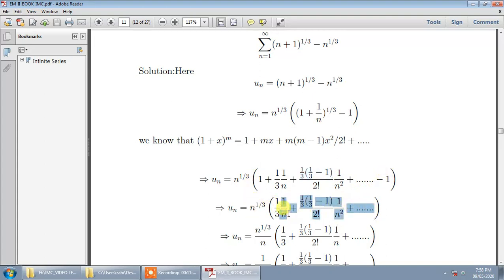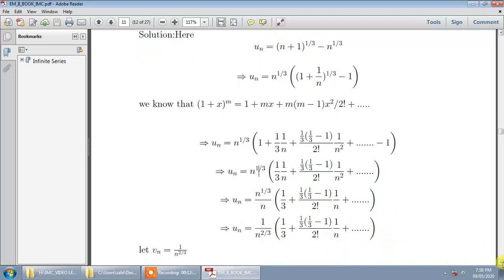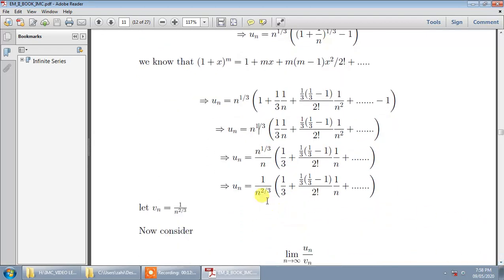Okay, now let me take 1 upon n common. If I do not take 1 upon n common, then if I put n equal to infinity, all of the terms will vanish, and that will be 0. So it should not be 0, it should be non-zero. That's why let us take 1 by n common. If I take 1 by n common, we get n raised to 1 by 3 divided by n, and that is 1 upon n raised to 2 by 3. Now this contains a constant. Even if I put n equal to infinity, this term and thereafter all terms will vanish, leaving you only 1 by 3.